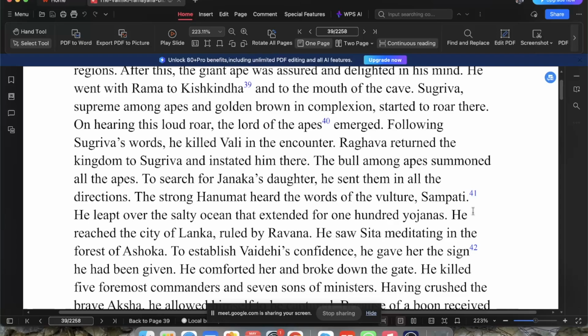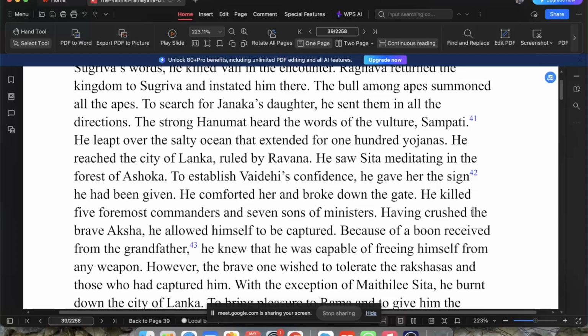He leapt over the salty ocean that extended for 100 yojanas. He reached the city of Lanka, ruled by Ravana. He saw Sita meditating in the forest of Ashoka. To establish Vaidehi's confidence, he gave her the sign he had been given.